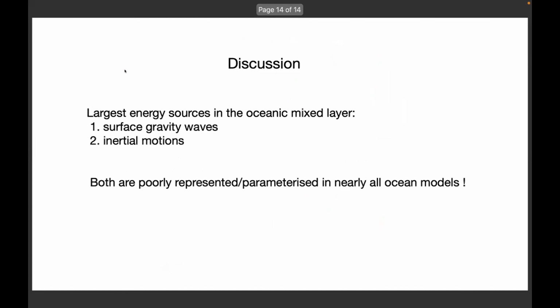Okay, that's nearly all. I have no conclusion. I just have something to discuss. So both the largest surface gravity waves and inertial motions are the two largest energy sources in the oceanic mixed layer. And I saw that they are a little bit related. You can generate inertial oscillations from surface gravity waves, but both are very poorly represented or parameterized in nearly all ocean models. Yeah, that's all. Thank you.